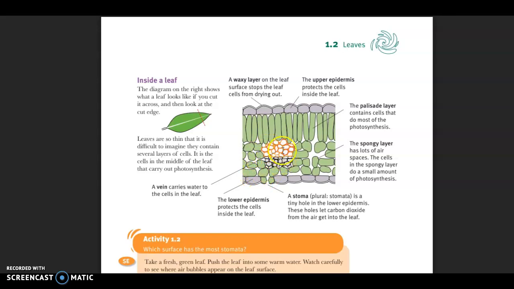We were talking about xylem tubes earlier. These are where they are in the leaf. They are called veins.